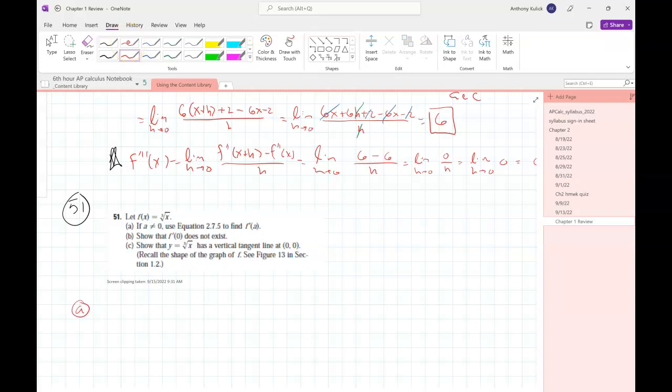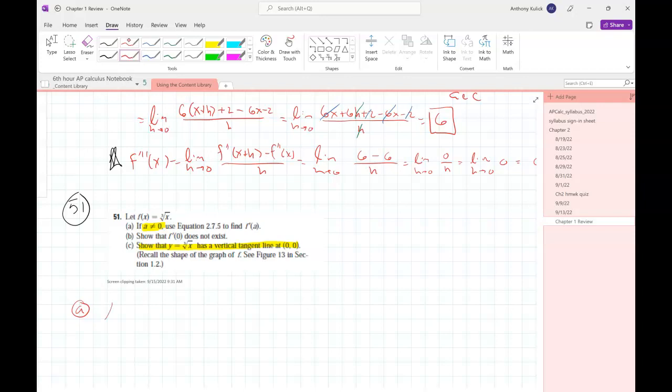All right, so part A says if A does not equal 0, use equation 2.7.5 to find f prime of A. One little quick side note here. It's saying that A cannot equal 0. Did you wonder why? Look at number C. It says to show that there's a vertical tangent line there, so the derivative can't exist at that point. That's why they're not letting us include that one, so that when we differentiate this, we don't have to worry about restricting a domain anywhere. We can just write it.